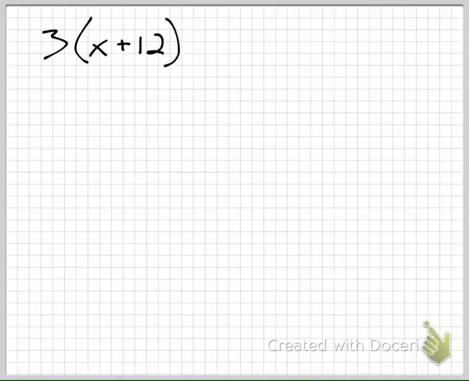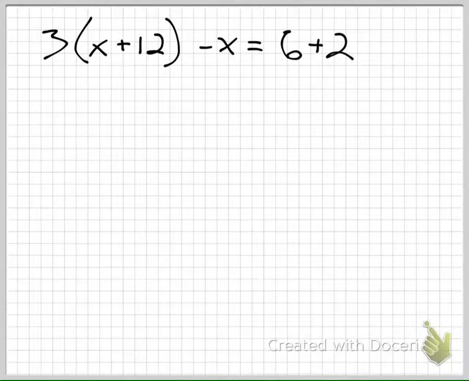Okay, try another one. This one does come out even. 3 times x plus 12 minus x equals 8. And we'll make it equals 6 plus 2. Make it easy. Seriously. Here we go. All right, first thing we do is line on the equal sign. Separate the houses. Next thing we have to do is before we solve this, we have to clean each house.